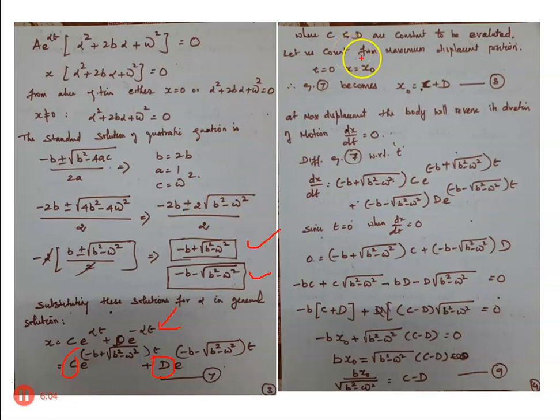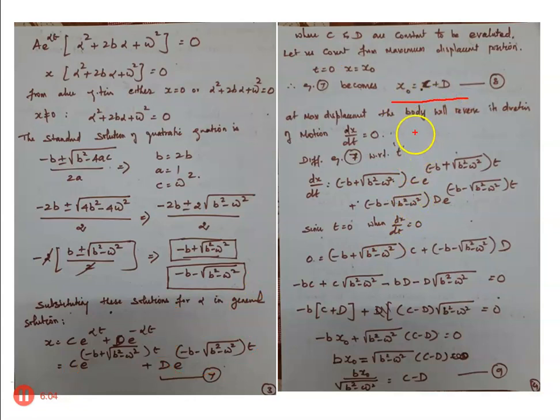So what are the conditions we have to apply now? As I said at the starting point, at the point of maximum displacement, x is equal to x naught, at t is equal to 0. By applying these conditions, when we apply t is equal to 0, e power minus b plus square root of b square minus omega square into t will become 1. So x naught is equal to c plus d.